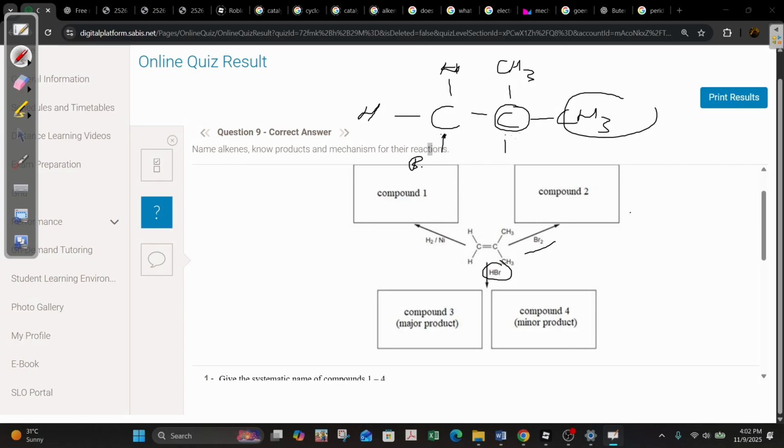So bromine will attach, this will be anti. It will be like opposite for the minor. And this will give you, how do you name this? It will give you 1 bromo 2 methyl propane. Okay. See, simple enough. Nothing too hard.